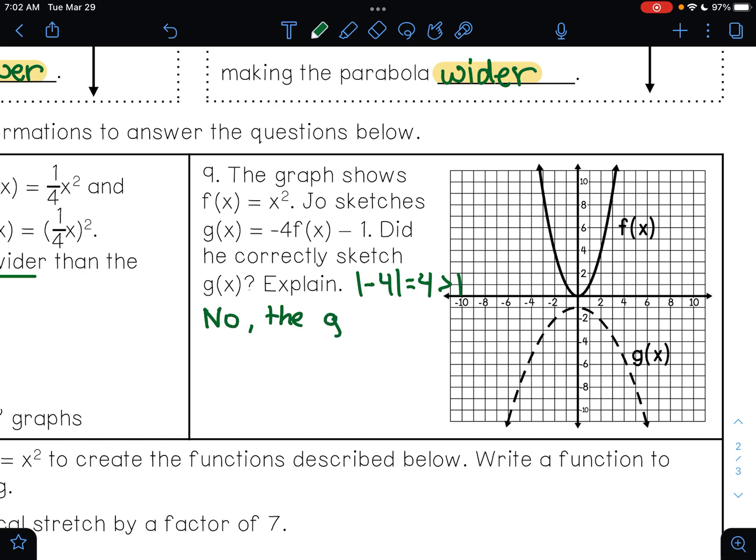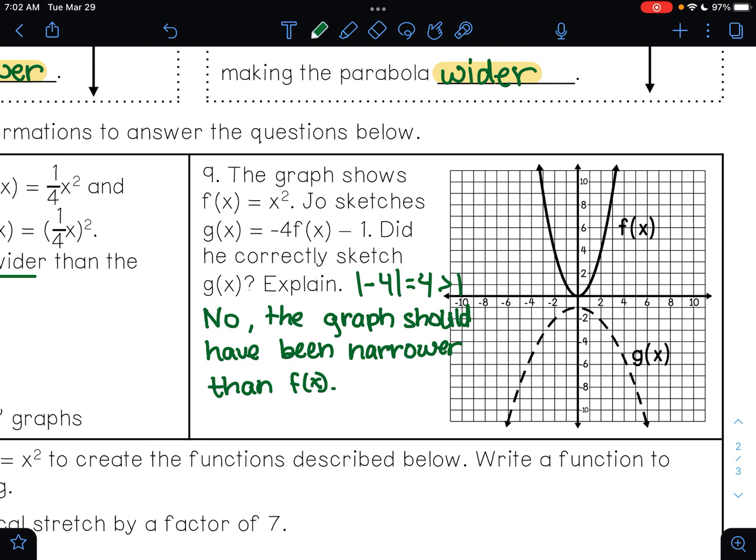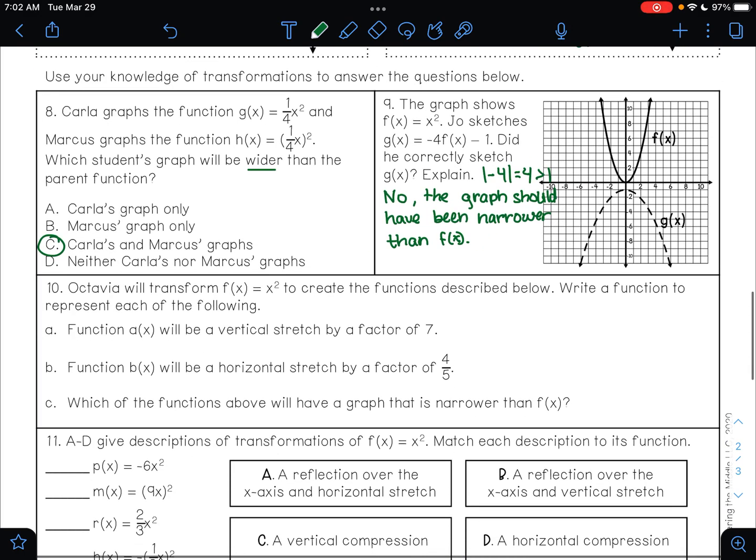The graph should have been narrower than f of x. Okay, and this one, g of x is wider, so that's not the correct graph.